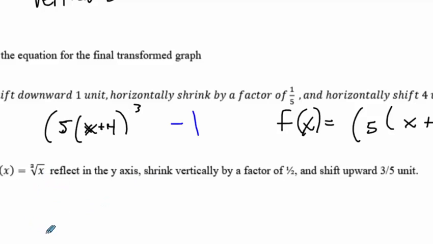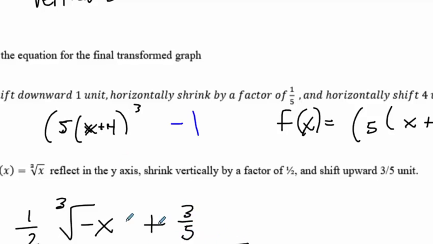All right, so this one, let's just say I have this cube root, well, it doesn't really matter what this is. I can still apply the same transformations, right? So if it's going to reflect in the y-axis, that would have to be something inside here. Shrink vertically by a factor of 1/2, so I'm going to multiply this by 1/2, and then shift upward by 3/5. So that would be that, and that would be my function in my equation for number 4.